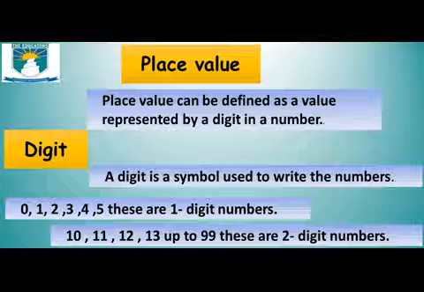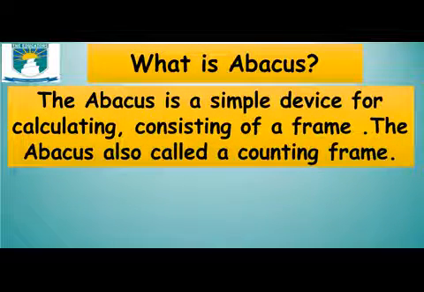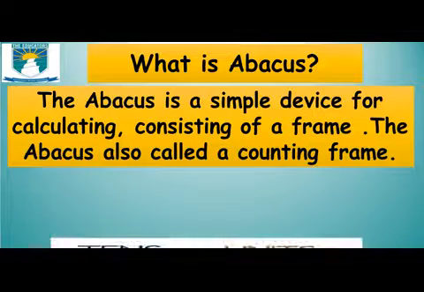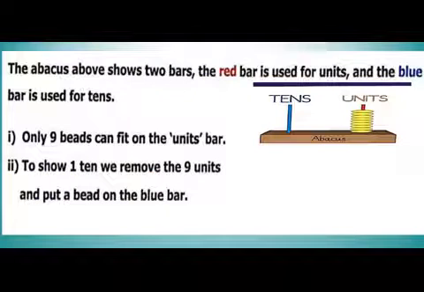These are two-digit numbers. Dear students, do you know what is abacus? The abacus is a simple device for calculating consisting of a frame. The abacus is also called a counting frame. Here is a picture of abacus. The abacus above shows two bars. The red bar is used for units and the blue bar is used for tens. Number 1. Only 9 beads can fit on the units bar. So dear students, you can see in units bar we have 9 beads.